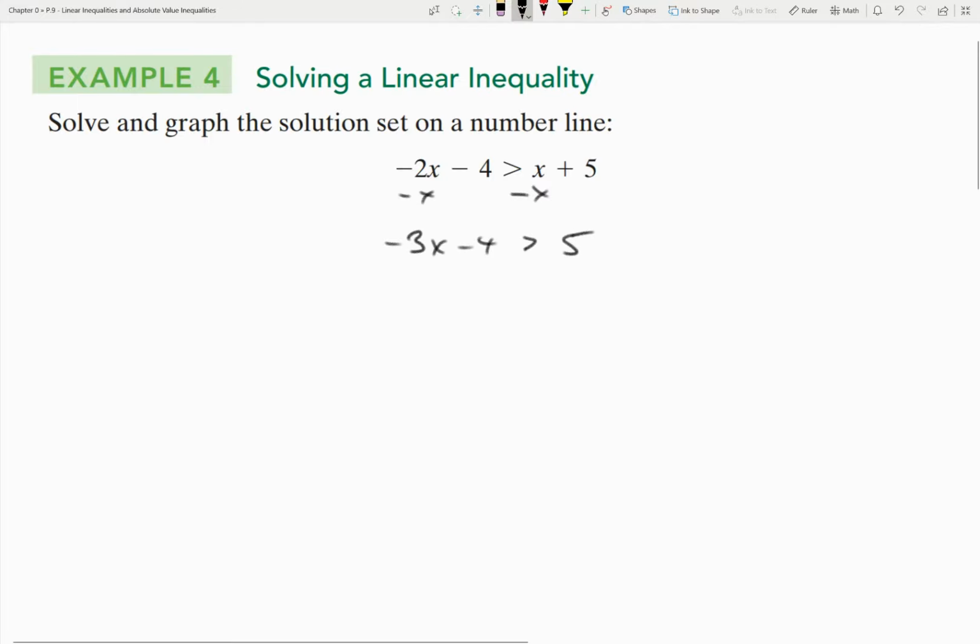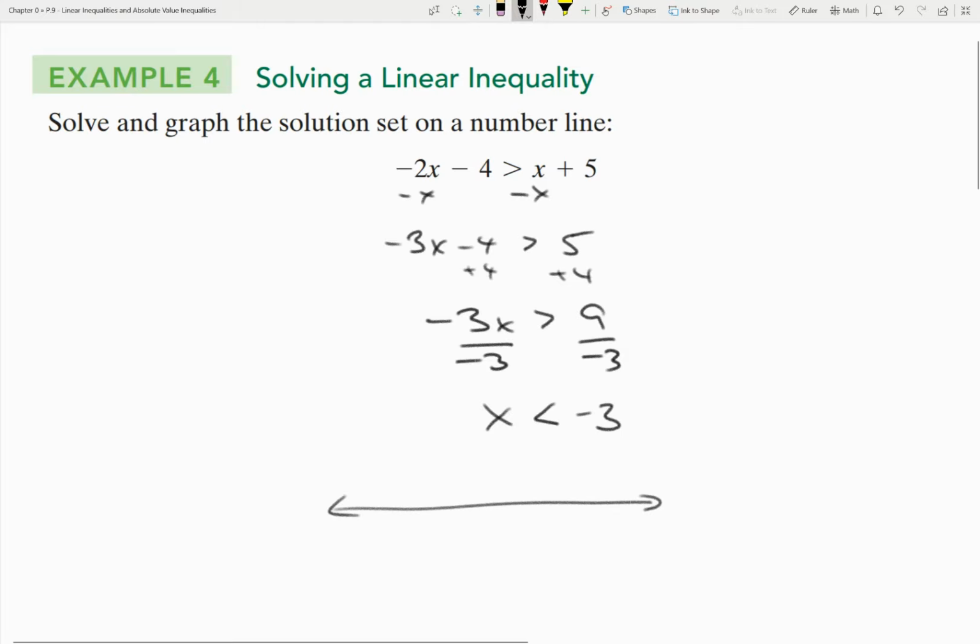It's greater than 5. Add 4 to both sides, so that's -3x is greater than 9. And then when I divide both sides by -3, I just remember to reverse the sense of the inequality. My graph: 0, -1, -2, -3, because we're going to go to the left. And so my graph looks like that. My interval is from -infinity to -3 with a parenthesis.